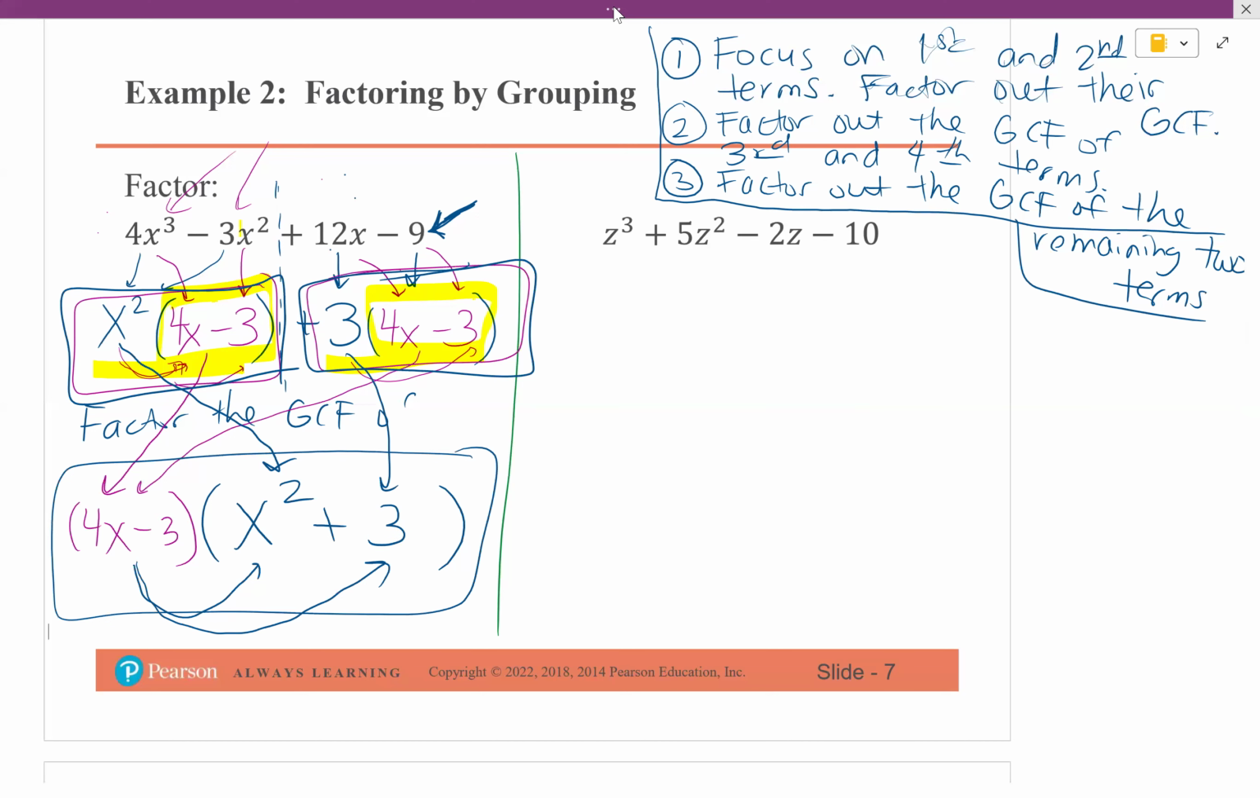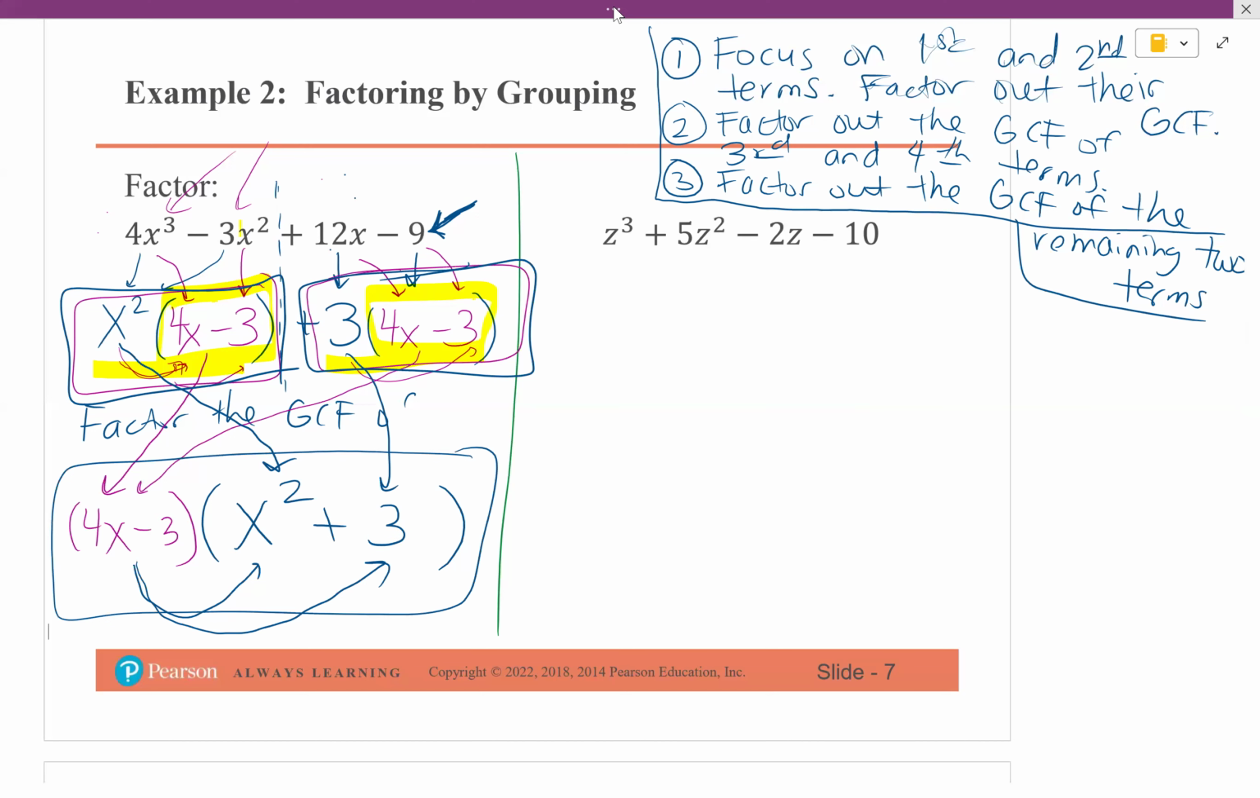Now, how about this second one? This looks like a good one. Boom, boom, boom. I'm going to try to do the same thing. Go back to the first step. Focus on the first and second terms. It's really sad, but I have to create a barrier, because I'm going to try to look at that negative 2z and the negative 10. Don't even make eye contact with them because they'll distract you.